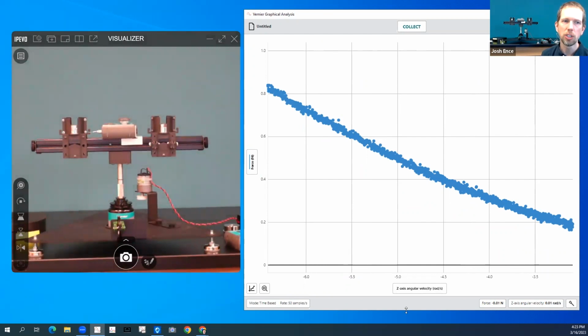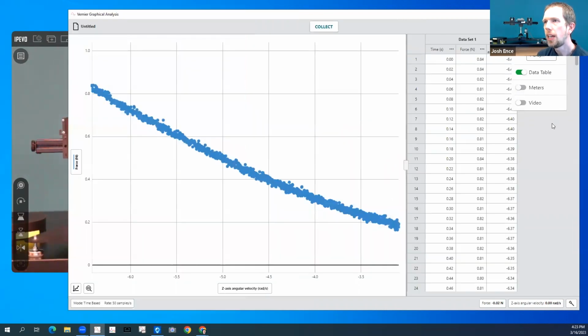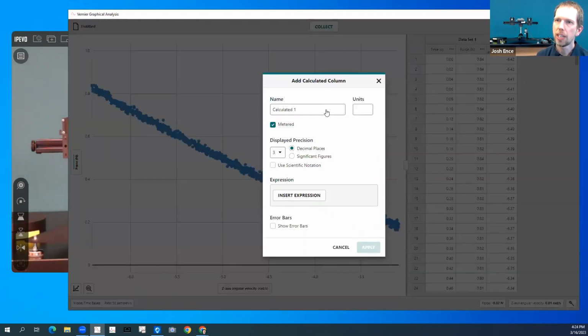Usually you'll talk about tangential velocity rather than angular velocity, especially right at the beginning when you're talking about circular motion. I'm going to change this z angular velocity to a regular linear velocity by going to my data table and creating a new calculated column. I'm going to make this a little bit bigger so you can see what's going on. Here is my z angular velocity data. I'm going to click on this and choose to add a calculated column. And this calculated column is just going to be velocity.